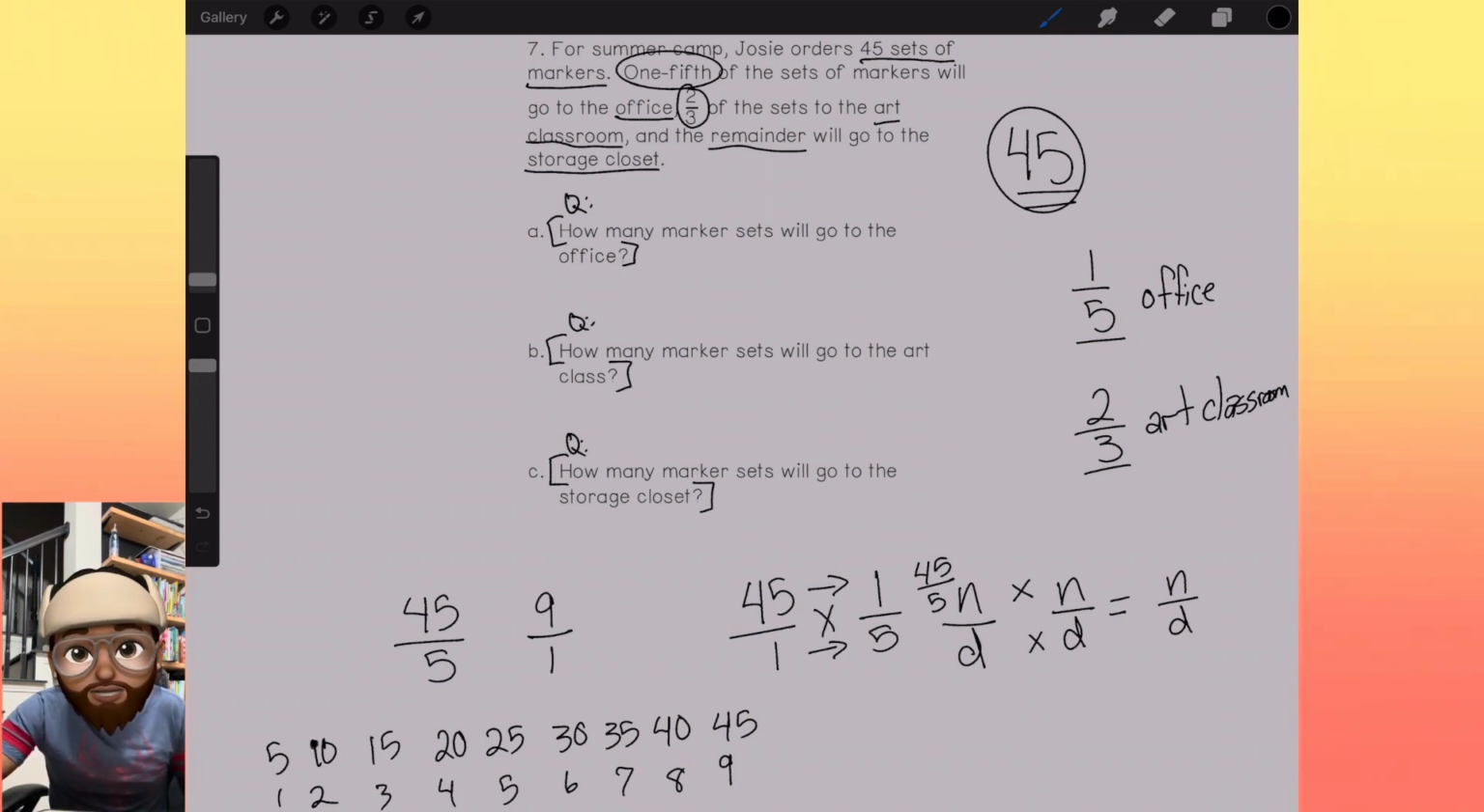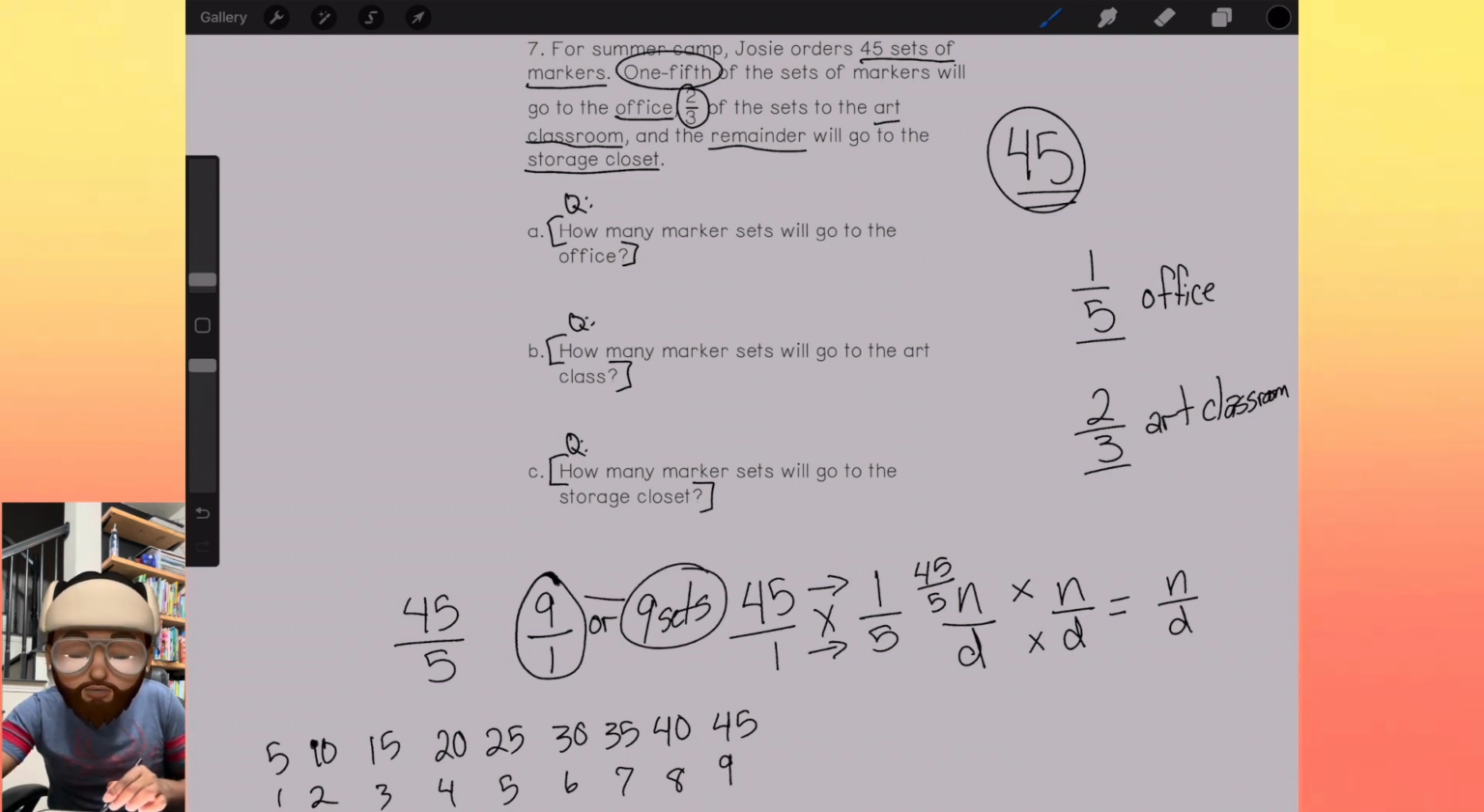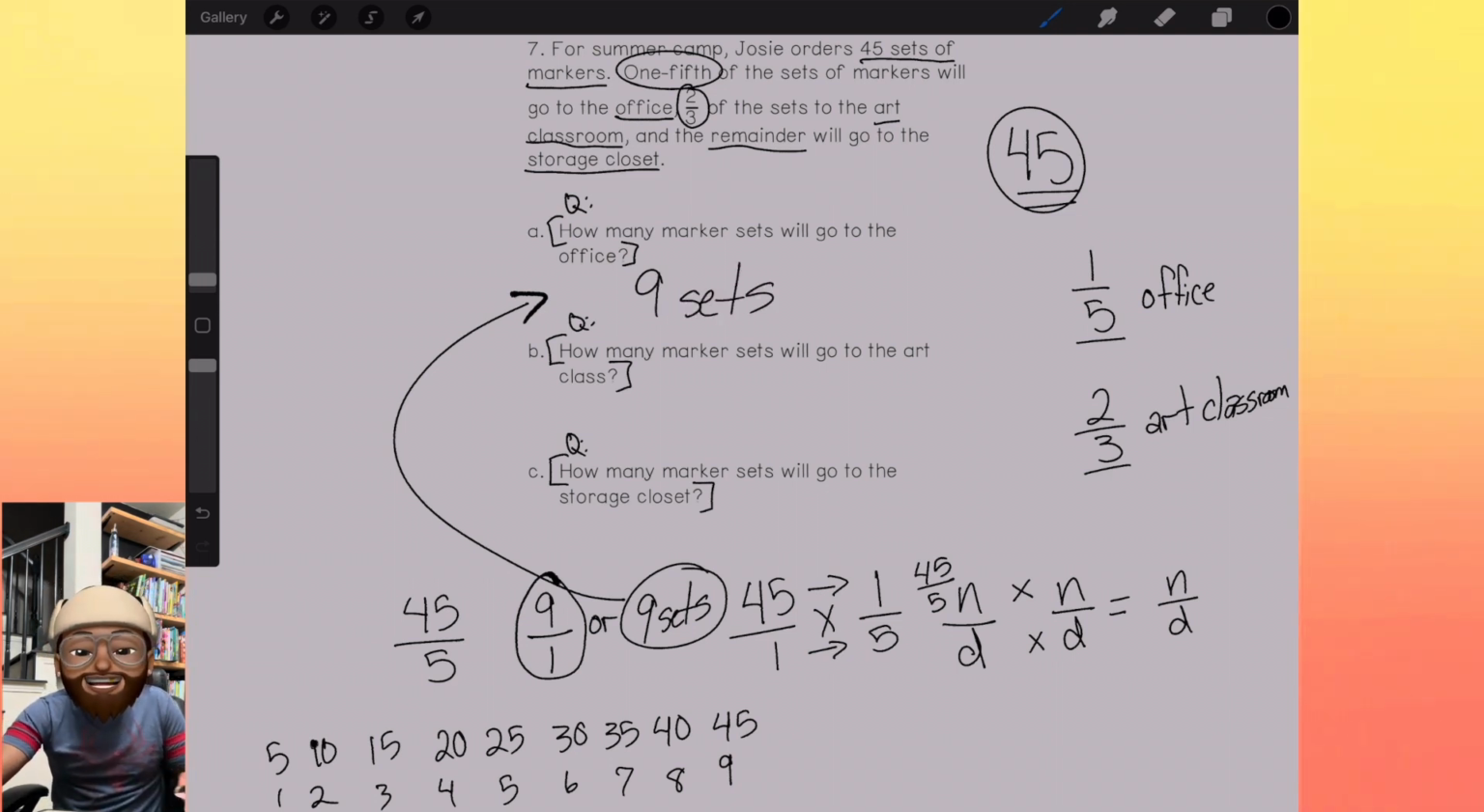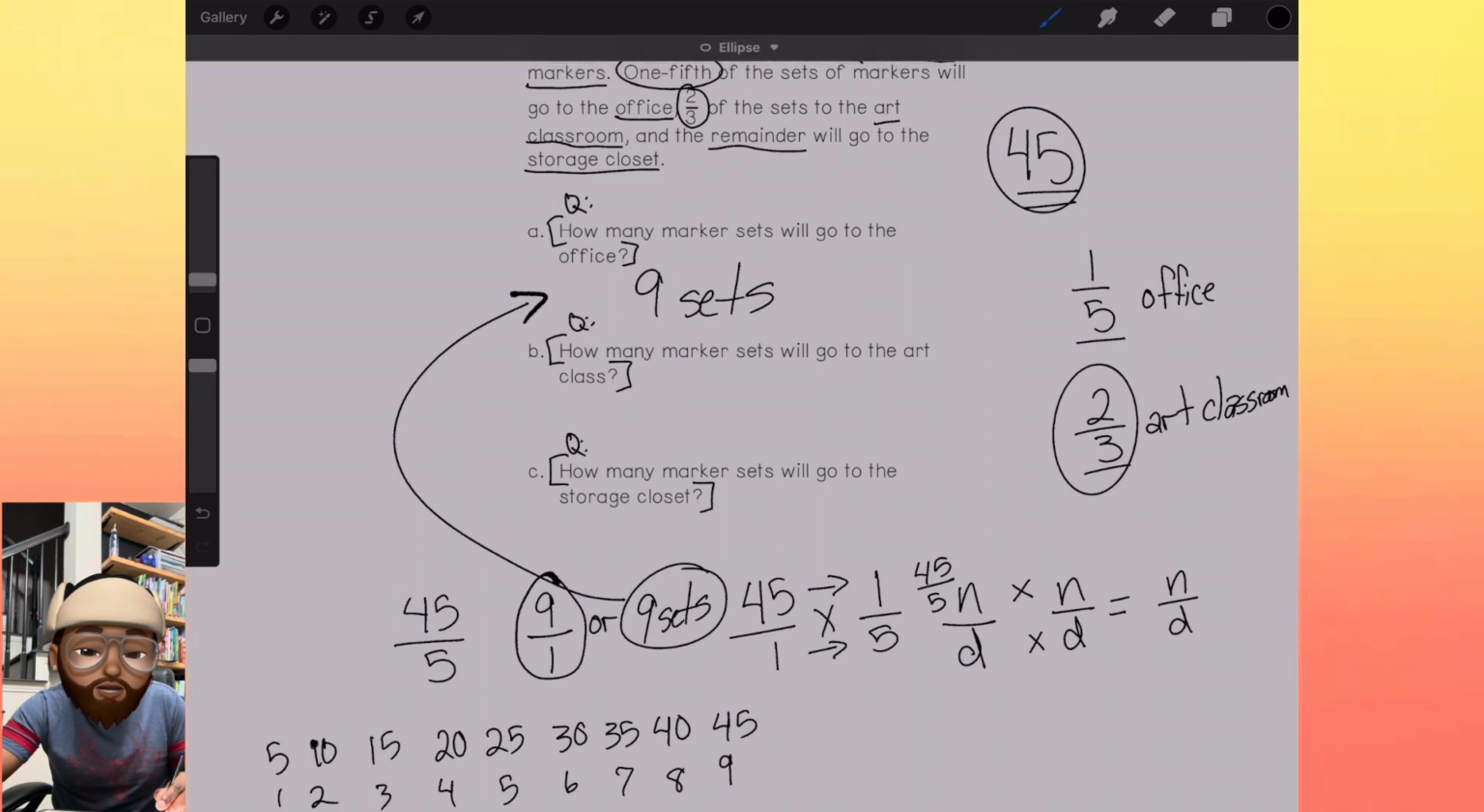So that means that 1/5 of 45 is 9 over 1, or 9 sets. So in the office, we're going to have 9 sets. Great job. Now let's go ahead and see how many markers we're going to have in the art class. Remember, 2/3 went to the art class. 2/3 is bigger than 1/5. So let's do that now.